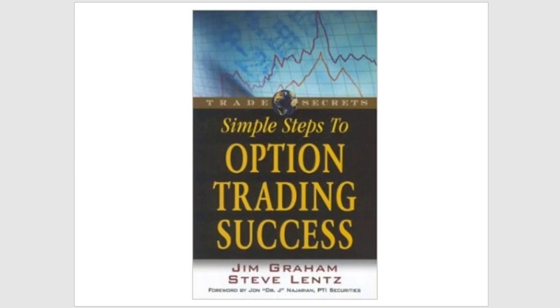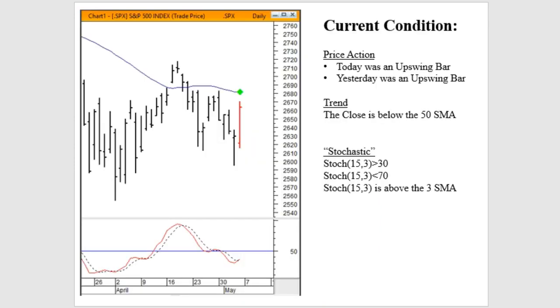All right, all 3 market timing reports look at the current market condition in the SPX. The current market condition is defined in 3 different dimensions: price action, trend, and the stochastic status.